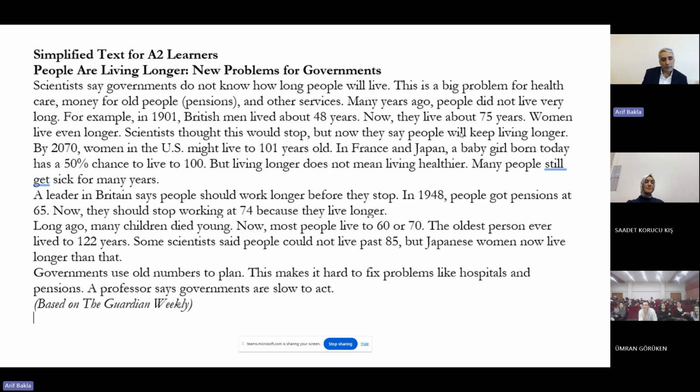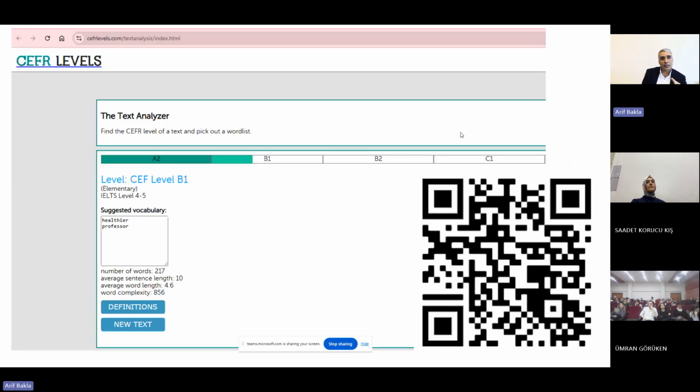Actually, this original text was taken from Guardian Weekly, and Guardian Weekly prepared 3 levels for this particular material: elementary level, intermediate level, and advanced level. I compared the different versions of this text in a text analysis tool. I'm going to come to this later. This is the CEFR levels. According to this, the simplified text was more than A2, it was early B1.